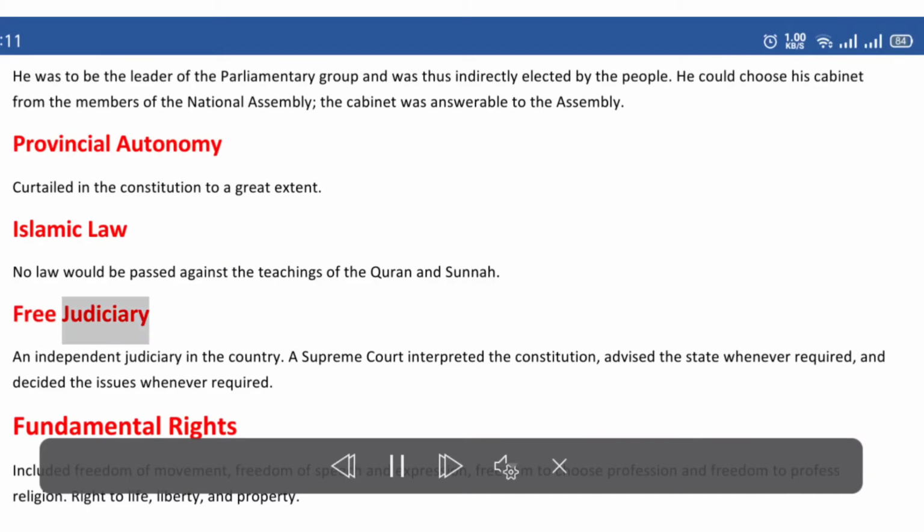Free judiciary. An independent judiciary in the country. A Supreme Court interpreted the Constitution, advised the state whenever required, and decided the issues whenever required.